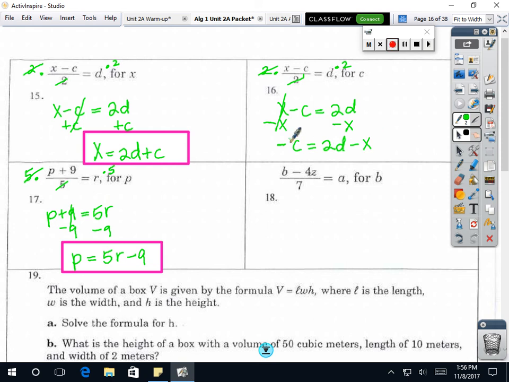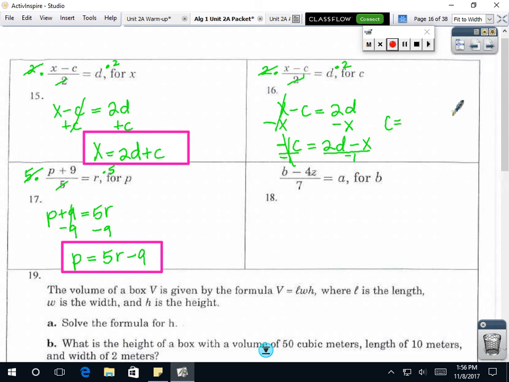No. There's a negative 1 beside it that we now need to divide by. Now, when you divide by negative 1, the only thing it does is what? Changes the signs. Like 2d over negative 1 is negative 2d. Negative x over negative 1 is positive x.